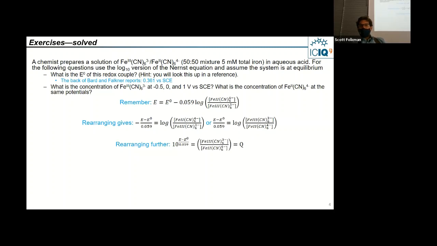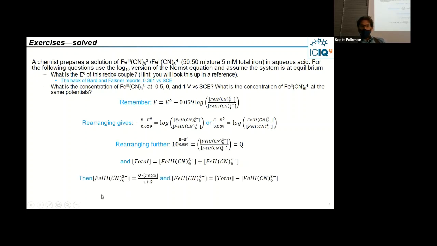We can take both sides raised to the 10th and set this equal to Q. And we know that the total concentration, as I mentioned up here, is 5 millimolar. The total is all of the iron 3 plus all of the iron 2. And then we can solve for iron 3 doing a little bit more arithmetic. Now, we can solve for Q using this equation here. Again, we have all of the variables we need.